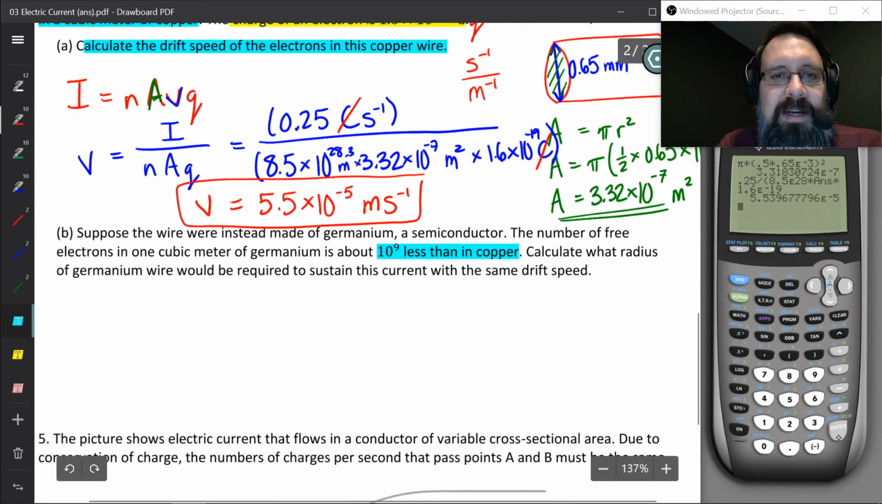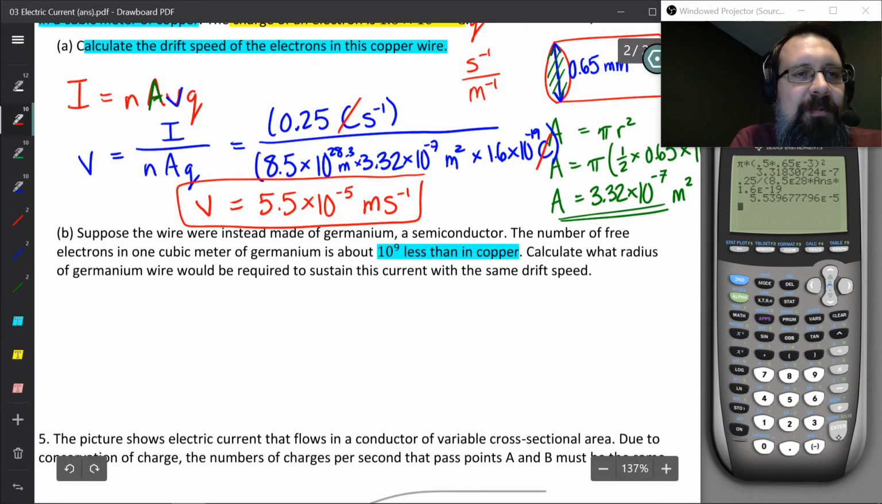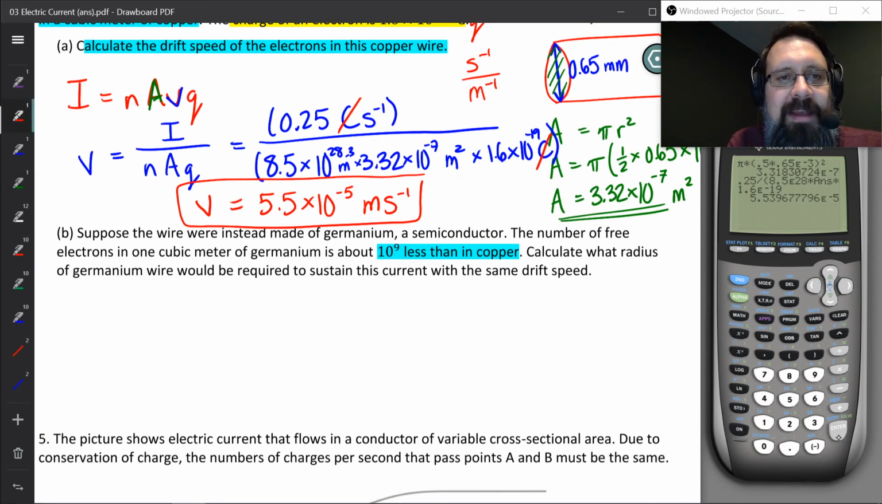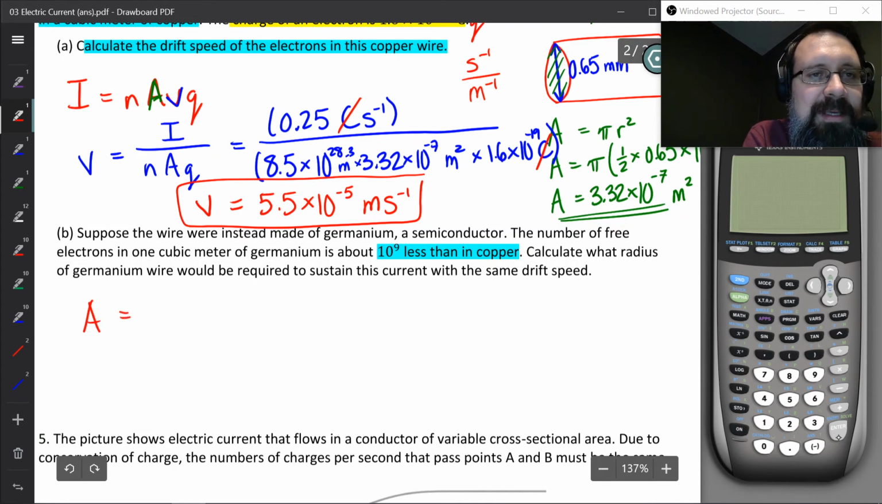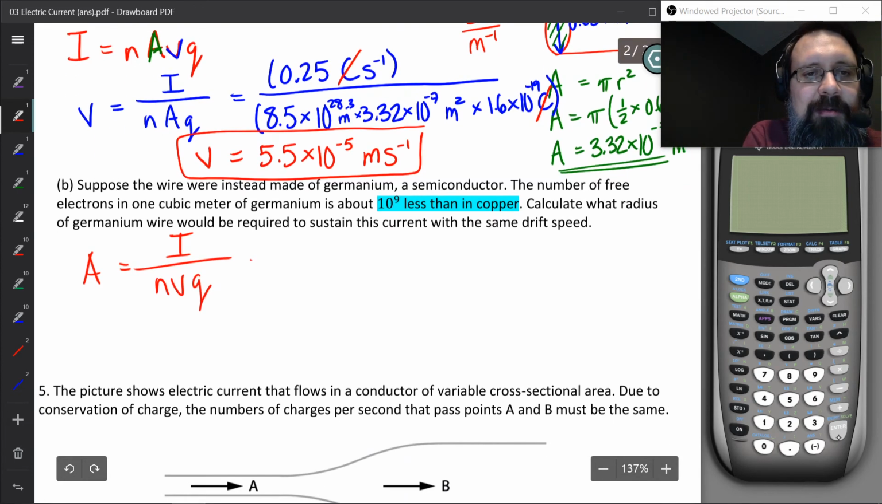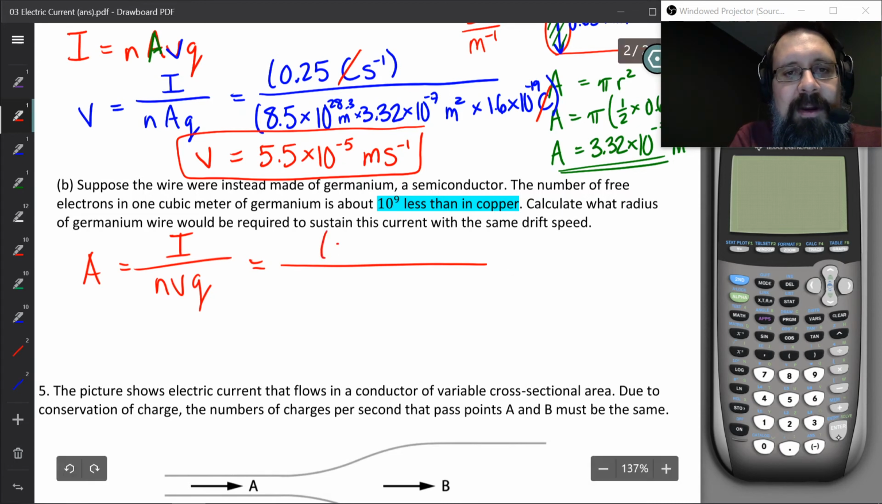Okay, so we're going to set this up the same way, except what's going to change is that we are trying to find the area this time. So area is going to be equal to I over nvq. So let's go ahead and calculate what that area is, and then we'll go backwards and find the radius from that. So same current, 0.25.